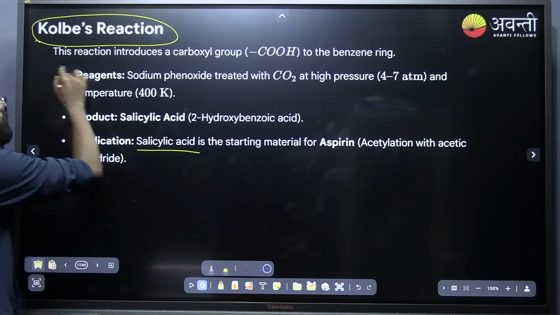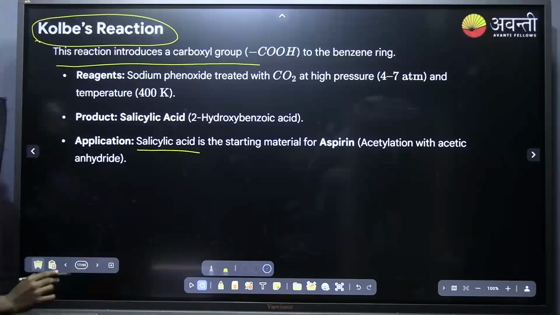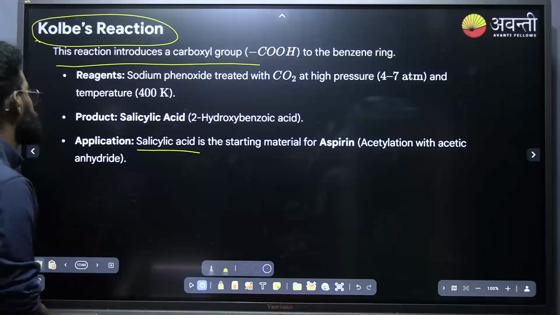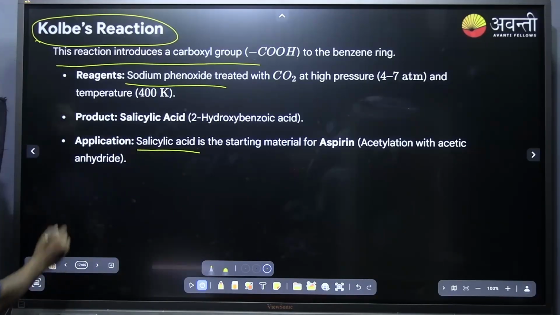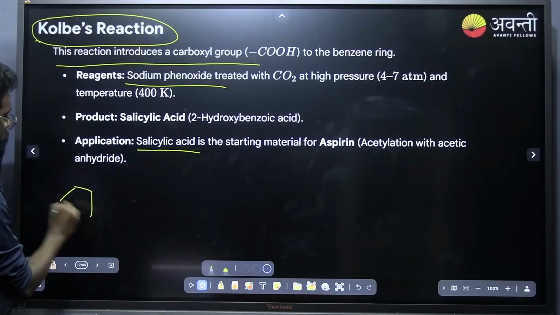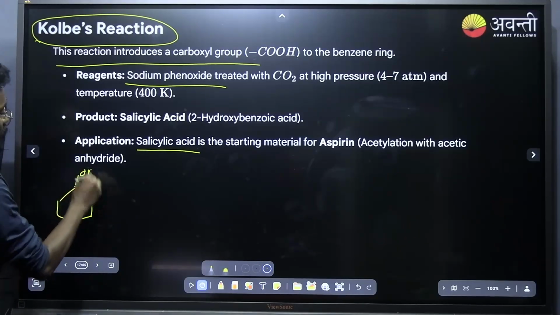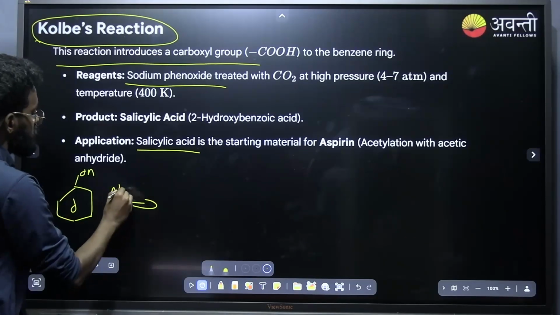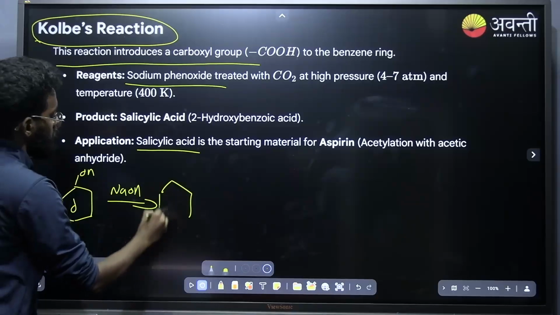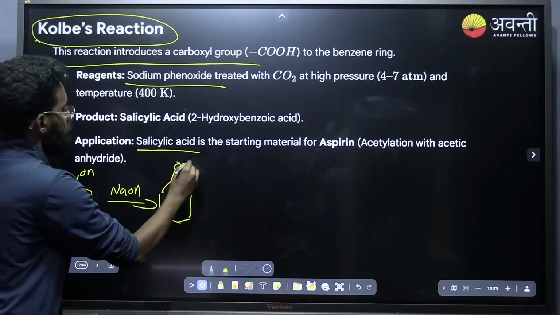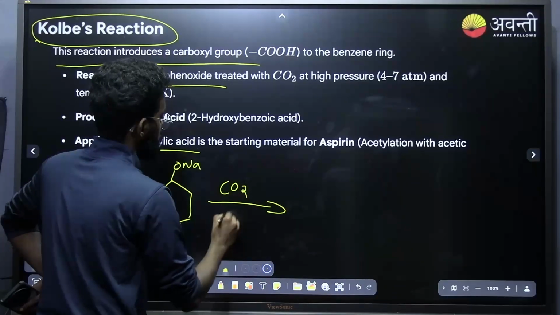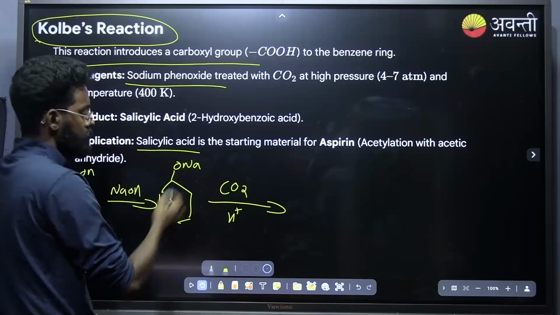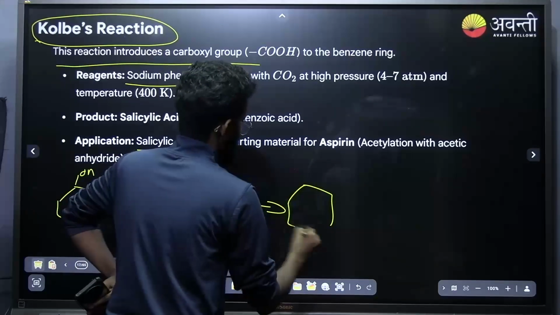Now this reaction introduces a carboxylic group, that is a COOH group, into the benzene ring. That is Kolbe's reaction. And note down the reagents. First we convert phenol to sodium phenoxide using NaOH, and this sodium phenoxide on treating with CO2 gas, followed by acidic medium, what will I be getting?